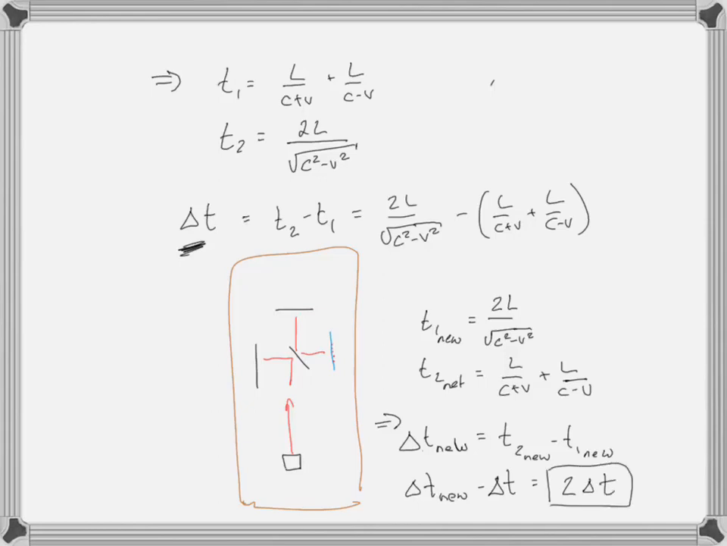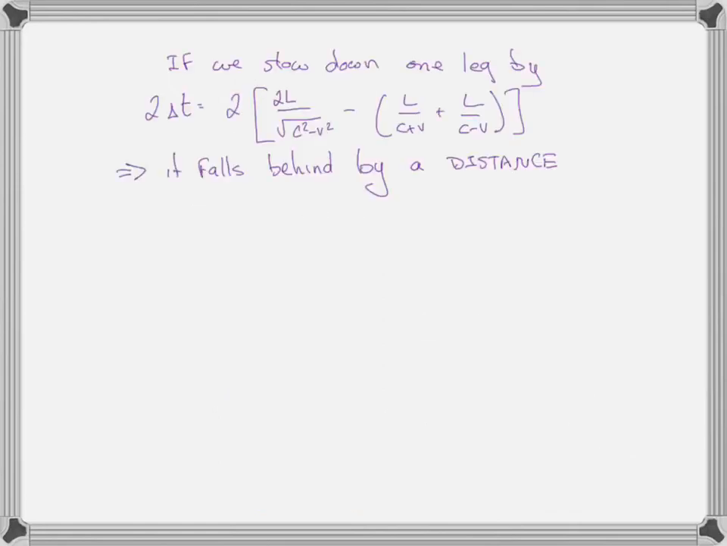So the act of rotating the whole thing 90 degrees tells us that the interference pattern should shift as if we shifted one of the legs by 2 delta t relative to the other, as if we slowed down one leg by 2 delta t relative to the other. That's what this tells us. If we slow one leg down by 2 delta t relative to the other, then it falls behind by a distance of 2 c delta t. Distance equals rate times time.